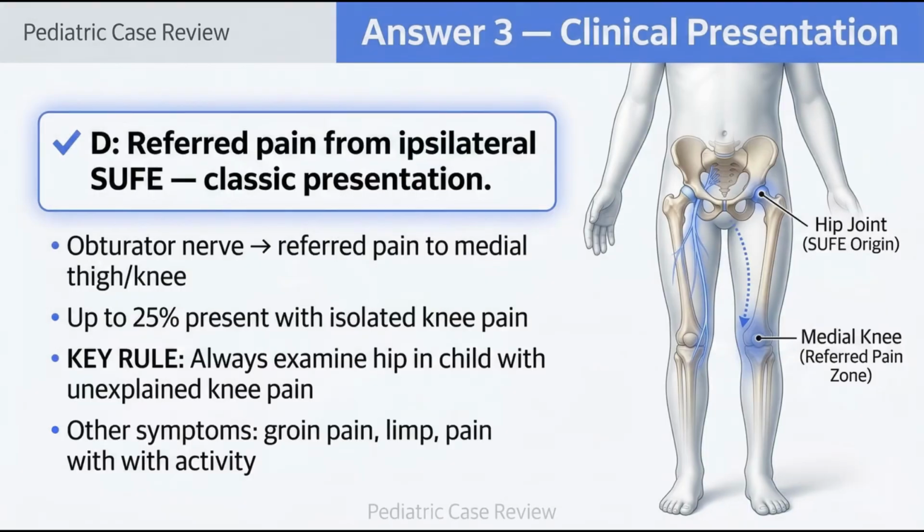The correct answer is option D. Referred pain from ipsilateral slipped upper femoral epiphysis, which is a classic and frequently tested presentation. The obturator nerve supplies both the hip and the medial thigh and knee, so hip pathology commonly refers pain distally. Up to 25% of slipped upper femoral epiphysis patients present with isolated knee pain and a normal-appearing knee. The critical clinical rule is this: always examine the hip in any child presenting with unexplained knee pain. Failure to do so is the most common cause of delayed diagnosis of slipped upper femoral epiphysis. Other symptoms include groin pain, limp, and pain that worsens with activity.